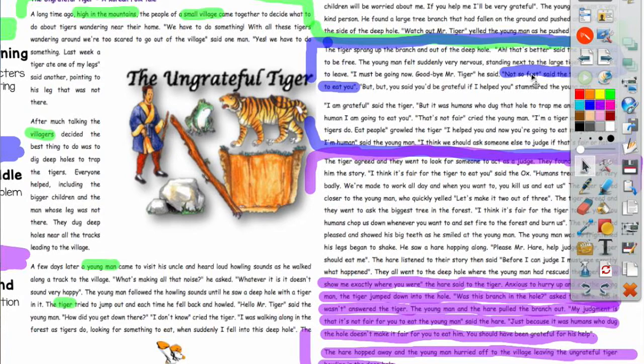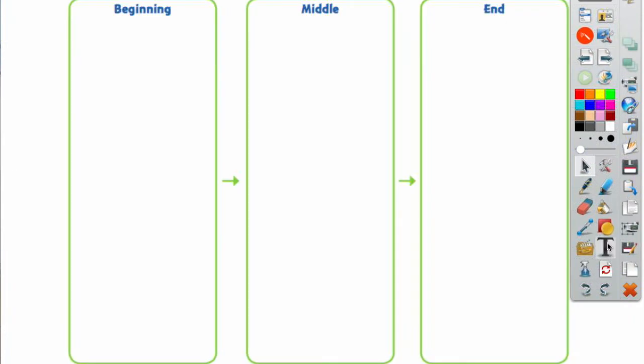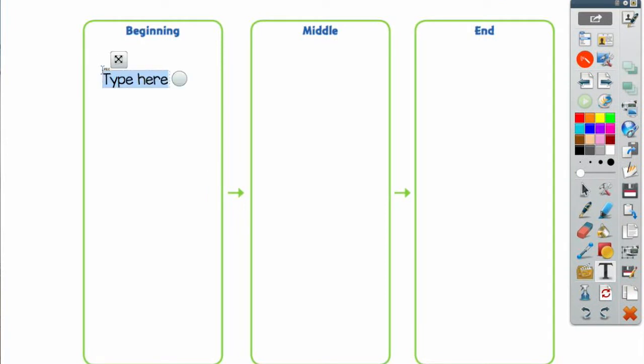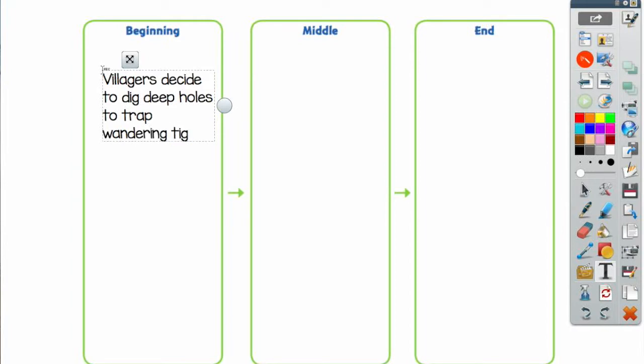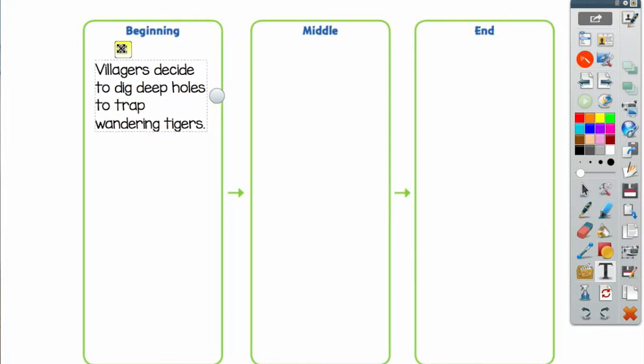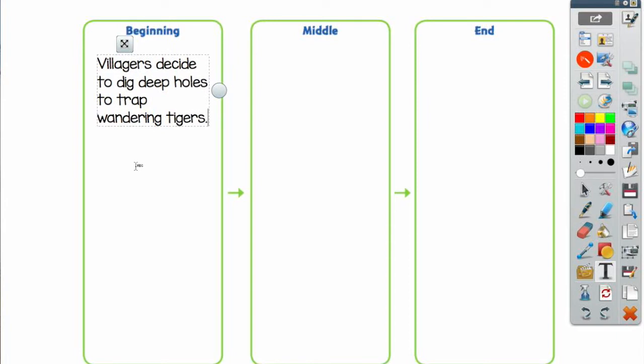So let's go back to our chart and write that in. We can say villagers decide to dig deep holes to trap wandering tigers. This is a great event that we need to incorporate in the beginning of our story. Now, is that all of the most important events that happen in the beginning?